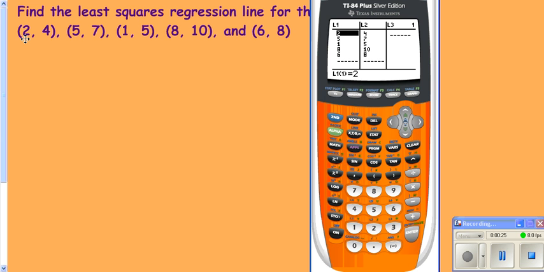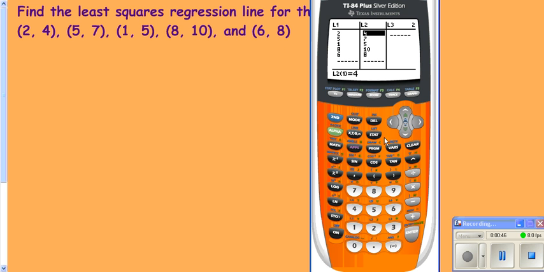You're going to type in the first number of each parenthesis, the 2, the 5, the 1, the 8, and the 6, into your first list. Then arrow over to the second list and type in the second number: the 4, the 7, the 5, the 10, and the 8.